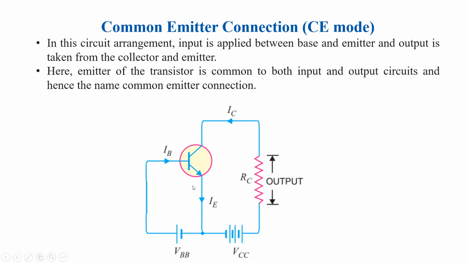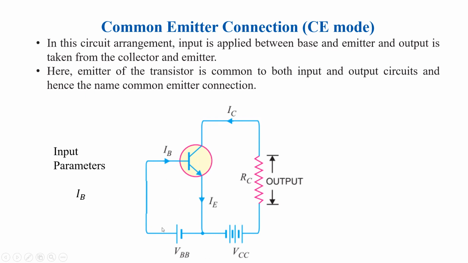In order to understand the circuit behavior, first we will try to identify what the input parameters are and what the output parameters are. So parameters are voltages and currents. In the input circuit here, the current IB is flowing. Therefore, the input current is IB. And the input terminals are base and emitter.